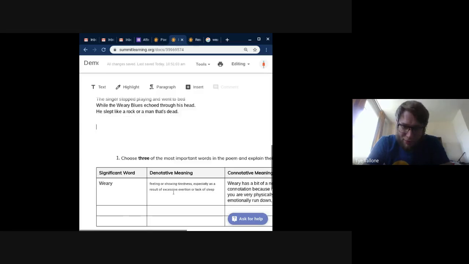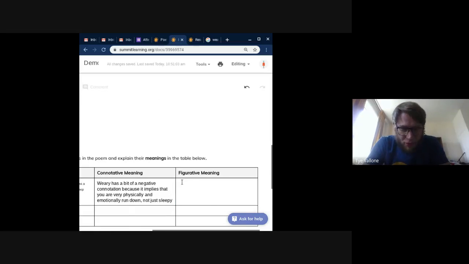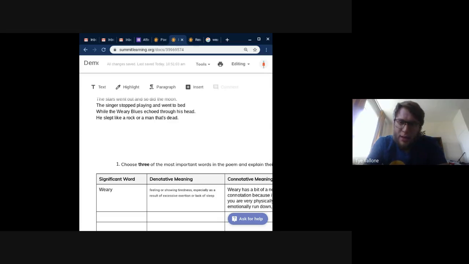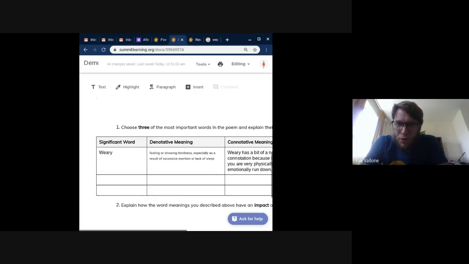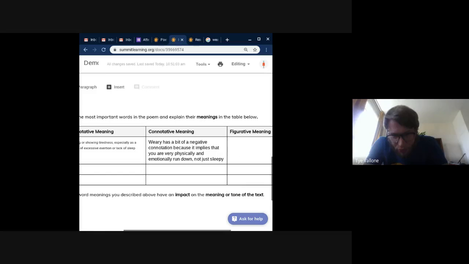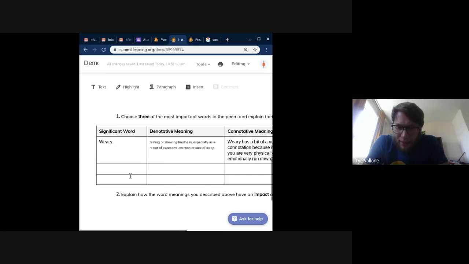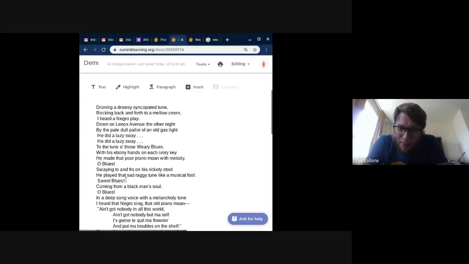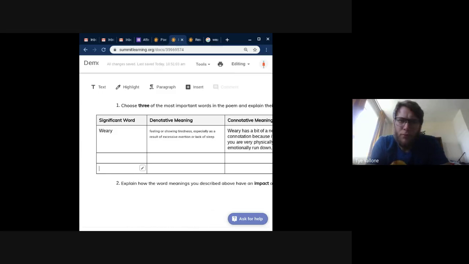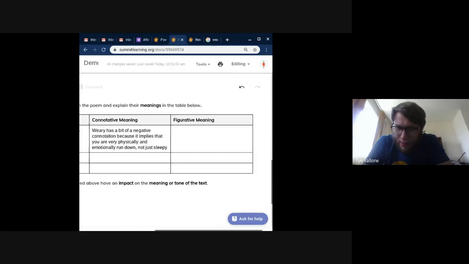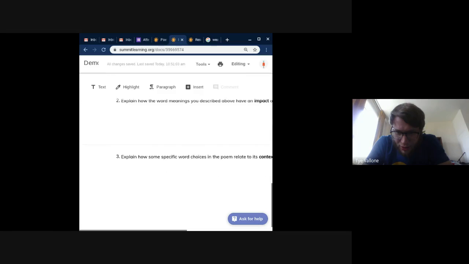So if you have nothing in the figurative meaning for one of the boxes, that's okay. Not every word is going to have a figurative meaning attached. Right. So that's how you would go through and do that chart. So you're going to do the same thing for the last 2 rows. Pick 2 more words in that poem that you think have the greatest impact on you as the reader, and then fill out this chart and then answer these 2 questions at the bottom.